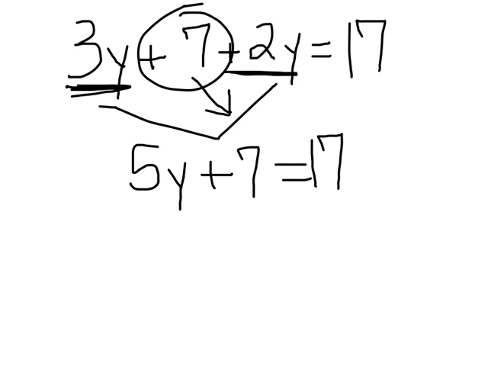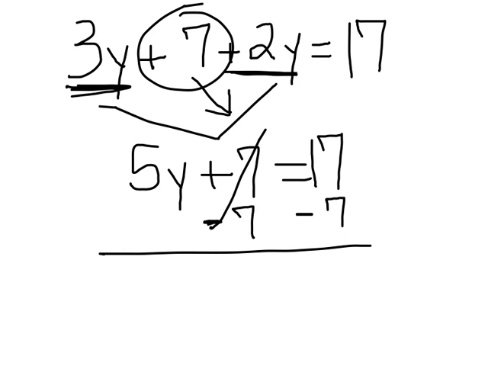Now I need to isolate my variable by using inverse operation. I want to get rid of this positive 7 and move it to the other side to get 5y by itself. And to get across the equal sign, I'm going to do inverse operation and subtract. That cancels out. Bring down my equal sign. I'm left with 5y equals 17 minus 7 is 10.